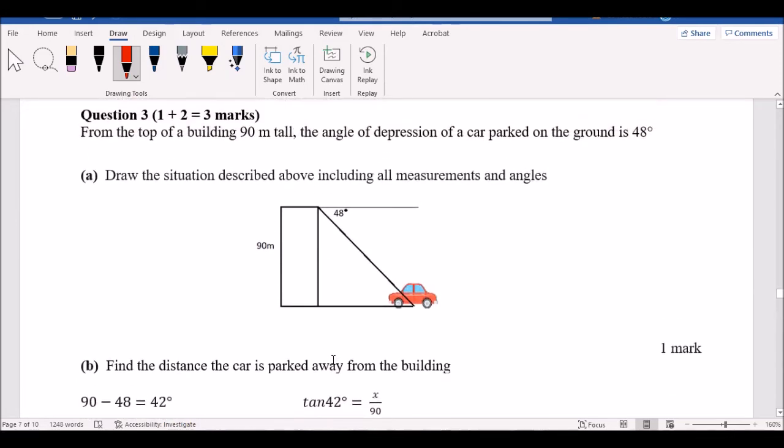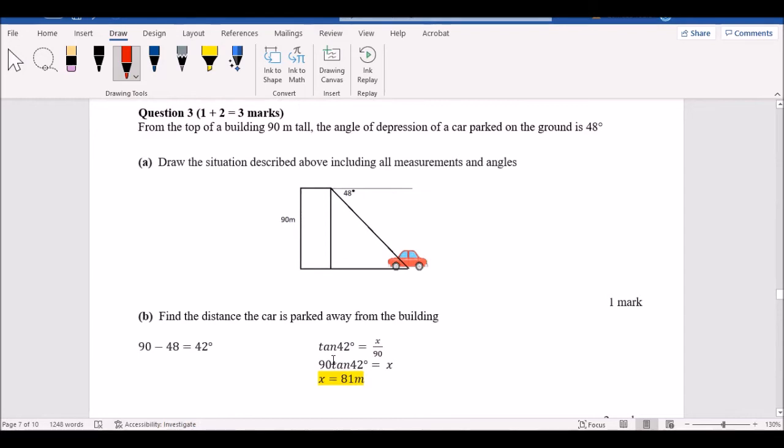From the top of a building, 90 meters tall, the angle of depression of a car parked to the ground is 48. Now, this is talking about trigonometry now. Angles of elevation and depression. Remember, elevation is, let's say you've got your line of sight. Anything above that is elevation, and anything below is depression. In this case, the angle of depression is this. There's the line of sight, and the angle of depression is 48 degrees.